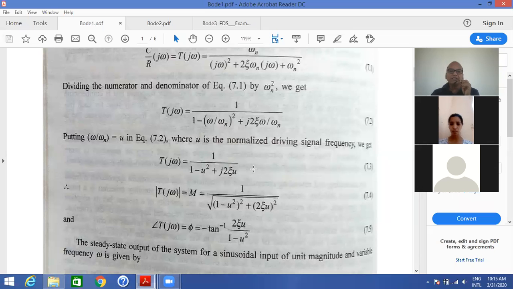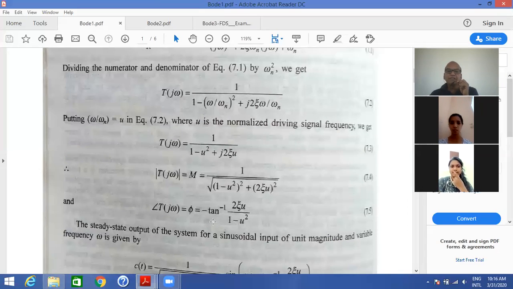Hence the magnitude equals 1 upon under root of real square plus imaginary square. Similarly, the phase equals a minus. Why minus? Because the term in the denominator is 1 minus u square plus j 2 zeta u, and hence there is a minus. Minus tan inverse of imaginary part divided by real part gives this phase.